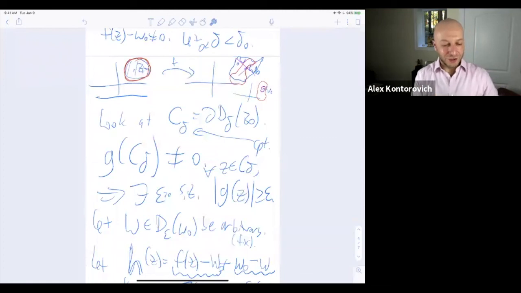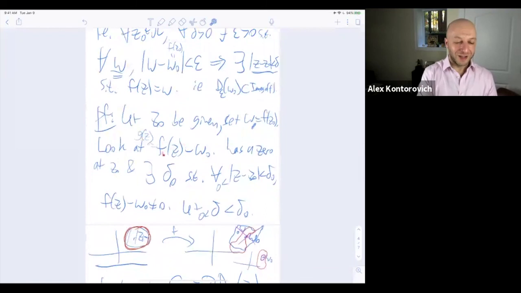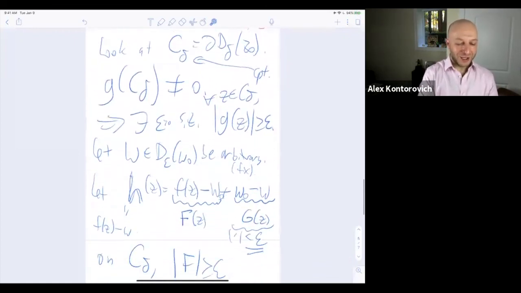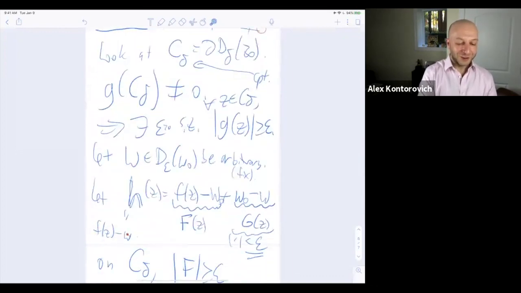Does that make sense? So there's two functions. There's a function little g, which was f of z minus w0, which I later called big F. And then there's another function h, which is f of z minus w. What we're showing is that the first function, f of z minus w0, has the same number of roots as f of z minus w. But the former has a root, therefore the latter has a root, by Rouche.